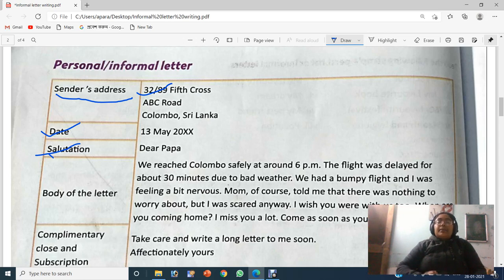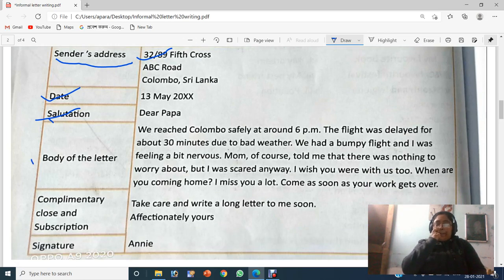Then comes the body of the letter. The body of the letter is very important because this is the main part of the letter in which we, the sender, write what we want to communicate with the person whom we are sending the letter.